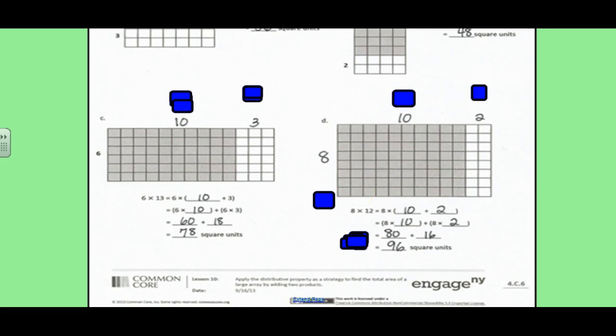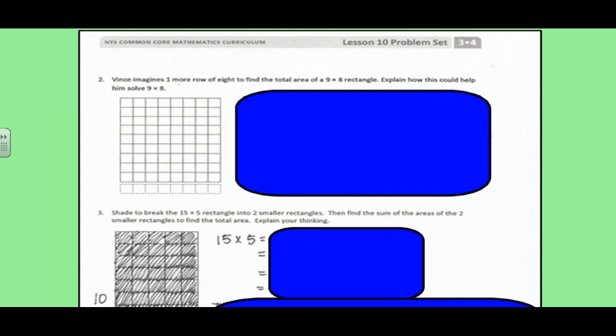Okay, you need to flip over to the back side of the problem set. Number 2, Vince imagines one more row of 8 to find the total area of a 9 times 8 rectangle. Explain how this could help him solve 9 times 8. So he's imagining a whole other row down here to help him find the area of 9 times 8. So explain how is that going to help him solve 9 times 8?